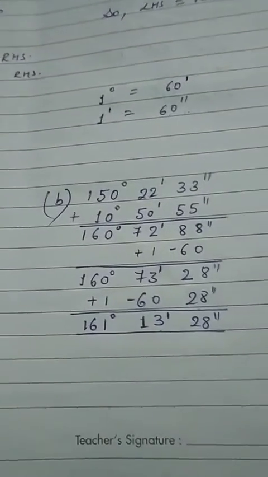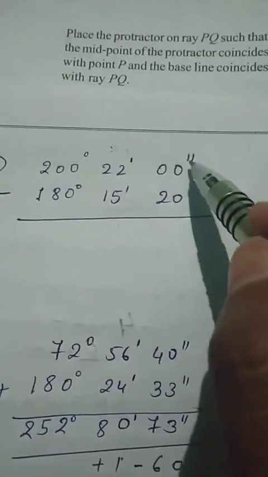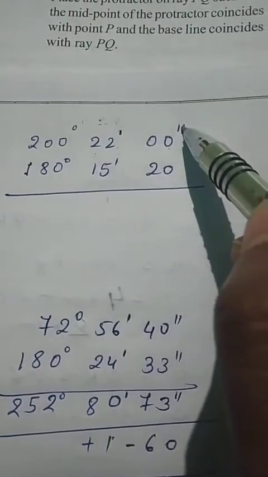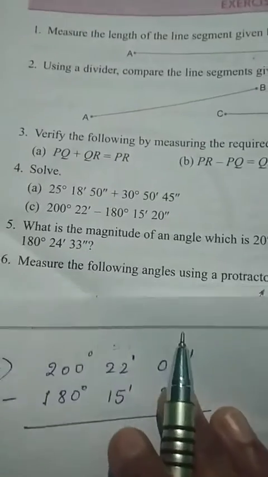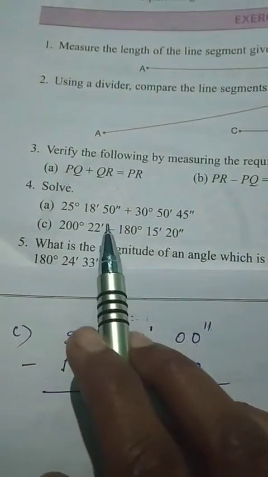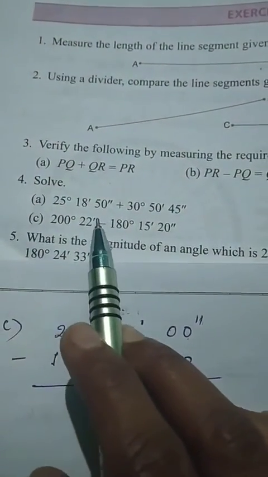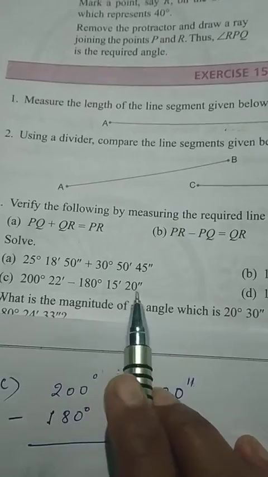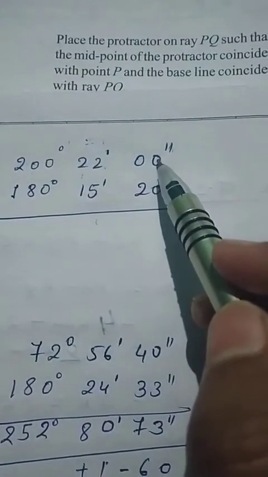Got it? Now subtraction. You are going to subtract it. Understand, 200 degrees, 22 minutes and 0 seconds. There is no second part, students, here. Okay. So in the place of the second part we will write 0 seconds. Okay. Because in this part the second part is given. So you are going to subtract it now.